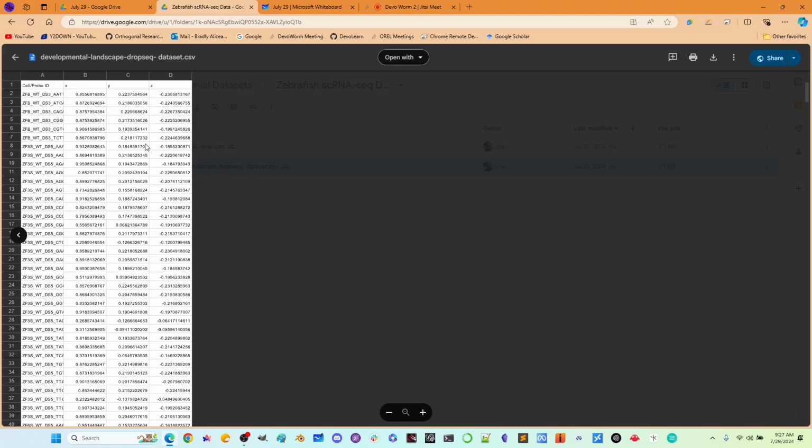Then we have this developmental landscape from DropSeq. These are XYZ coordinates, and these are the same. I think these are oligo sequences that they have, and these are from the wild type. So you can go through and look at those. They're probe IDs with the cell ID, and then you have 3 dimensions. So you plot this on a 3-dimensional map, and you get this landscape of these cells and the sequences that are being expressed in those cells. Okay, that was a little bit about the new data sets.